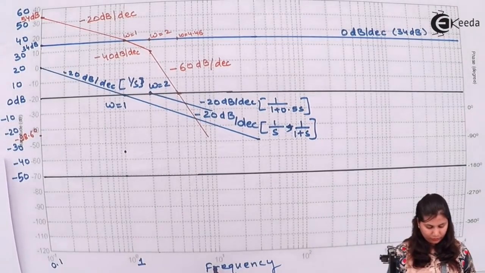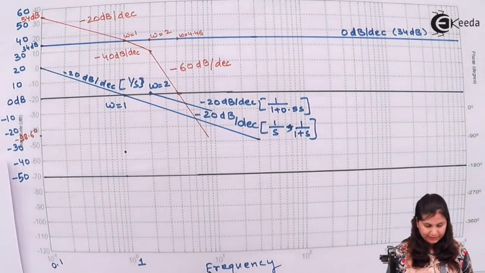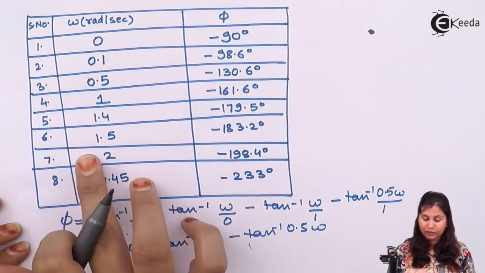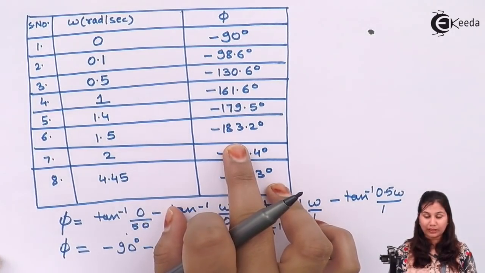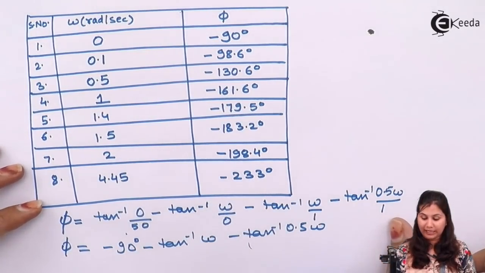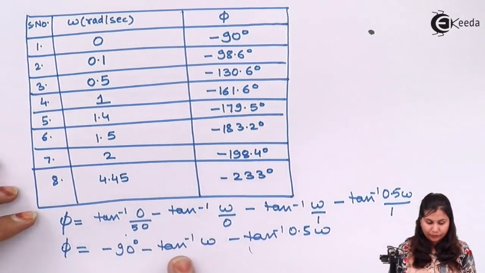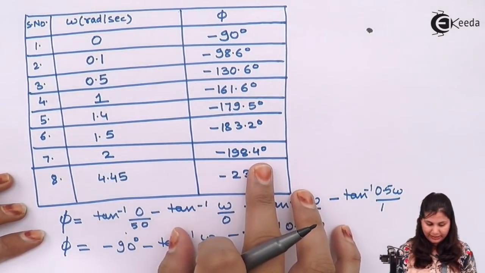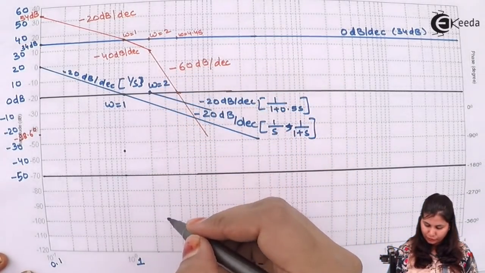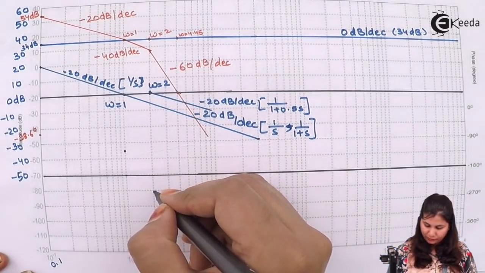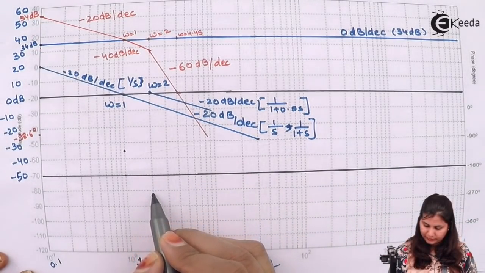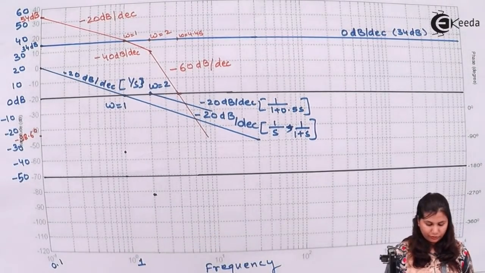Now at omega equals to 1.4, the phase angle is minus 179.5 degrees. At omega equals to 1.5, the phase angle is minus 183.2 degrees. At omega equals to 2, the phase angle is minus 198.4 degrees. So draw this angle, minus 198.4 degrees at omega equals to 2. Omega equals to 2 is here. So minus 198 will be, it is minus 180, so it will be here. Draw these lines.